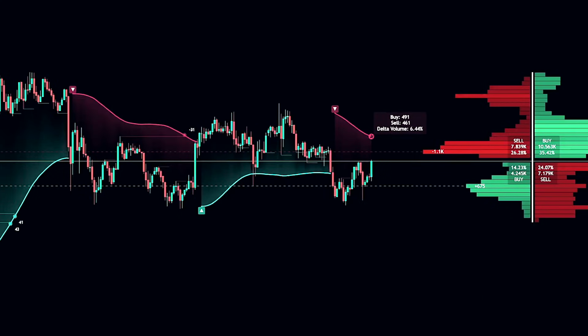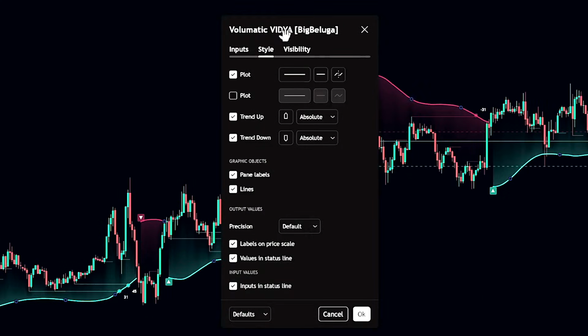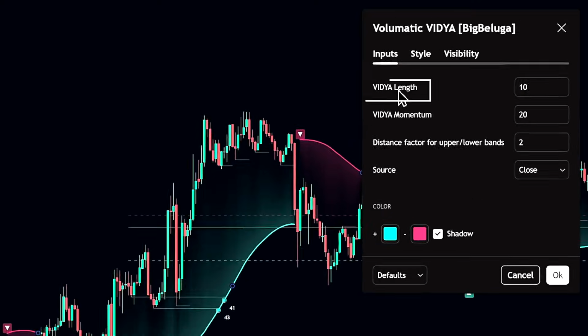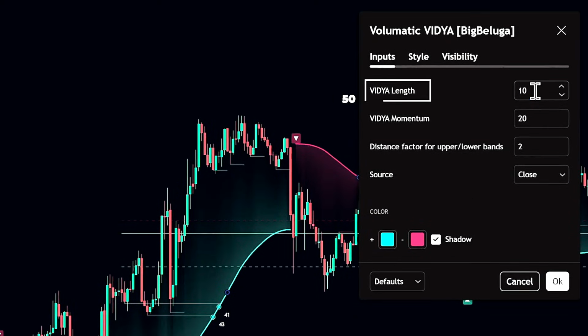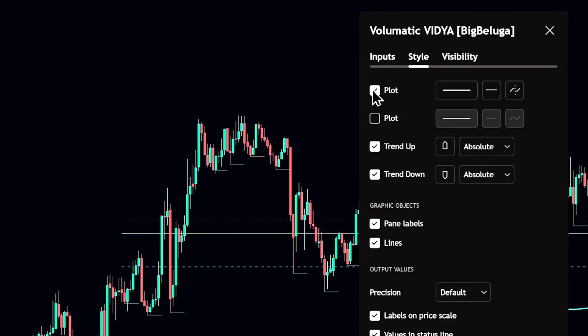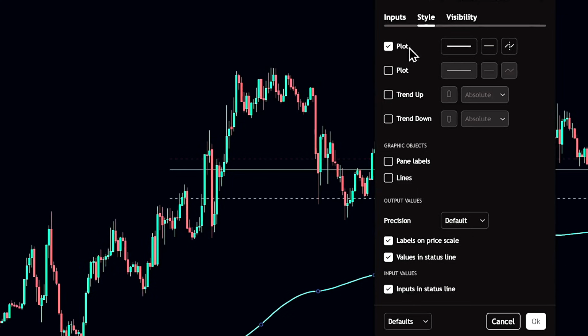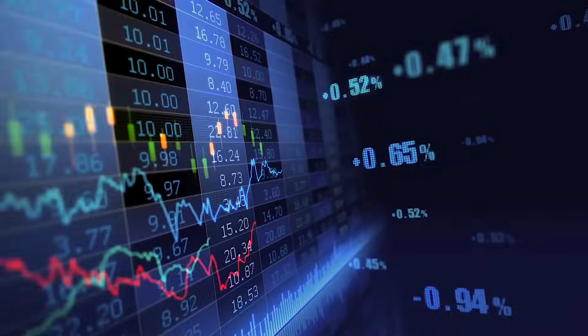Once it's added, double click it to open the settings. Under inputs, change the VDA length to 50. Then go to the color settings and disable the shadow. In the Style tab, turn off every option except the first plot and increase the thickness of the line. Once that's done, click OK.